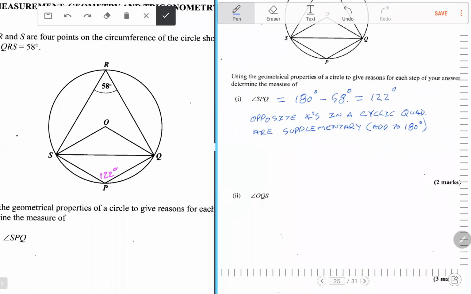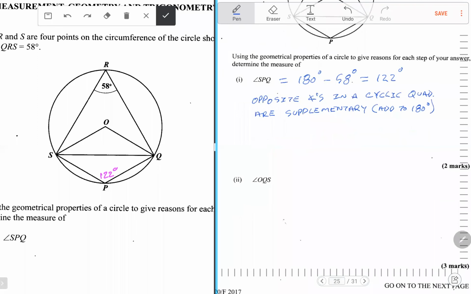Next thing I want is angle OQS. Angle OQS, that's this angle here. The triangle OQS is an isosceles triangle because this is a radius and this is a radius. That's a radius and that's a radius. So this angle and this angle are the same. So if we can find this angle, we're good, which is what we're going to do.